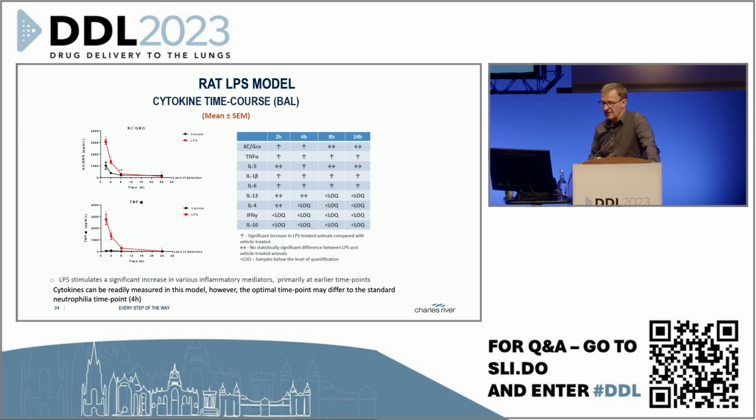And just finally then, this model can also investigate some cytokine mediators. So for example, interleukin-6 and KC-GRO, which are elevated after LPS stimulation as well.